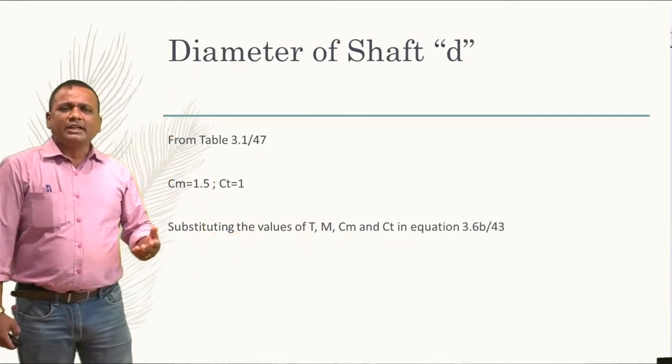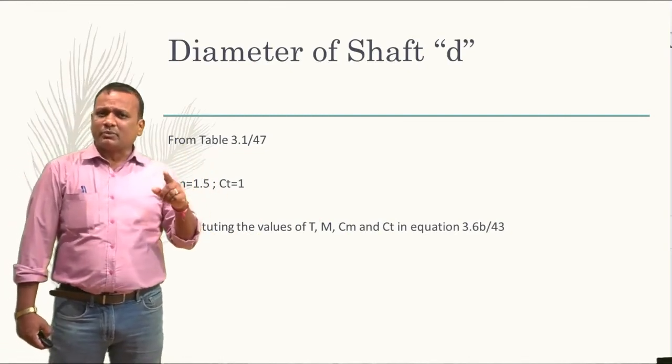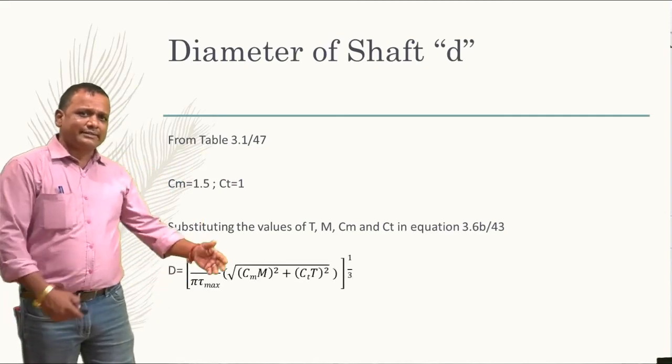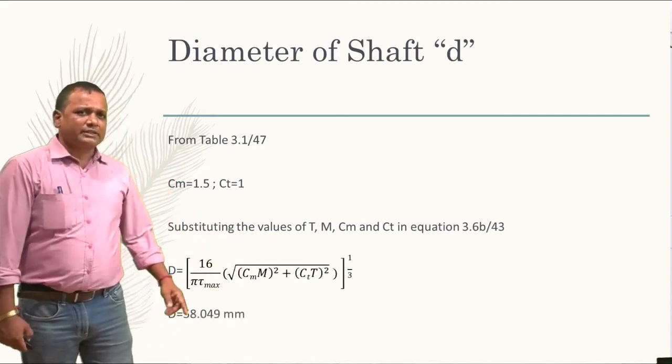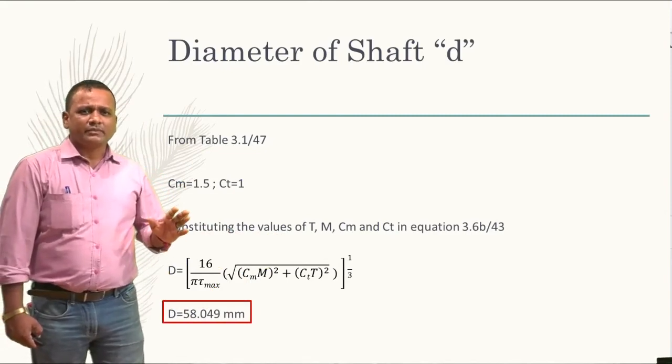Now substituting all the values you found until now, T, M, Cm, Ct in equation 3.6b of 4.3, if you remember the earlier equation where k is equal to 0, and substituting all this in this particular equation, the diameter we get is 58.049 mm.